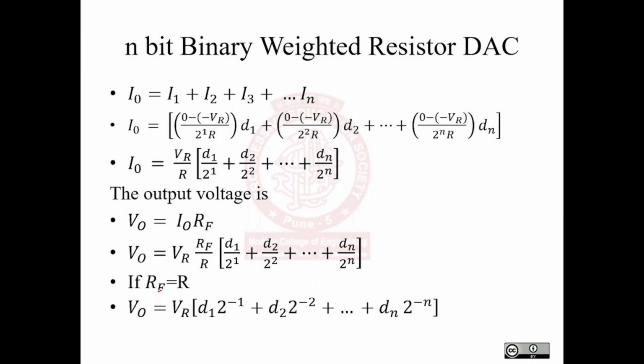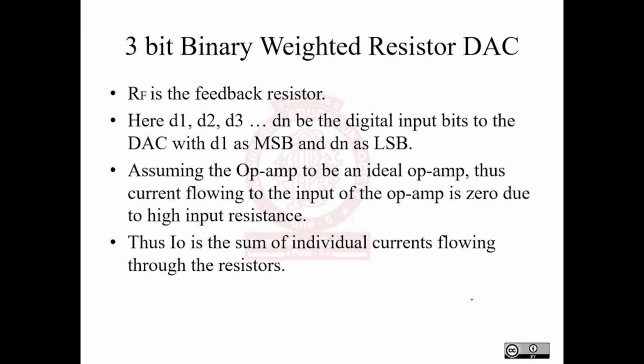If we consider RF is equal to R, that means both the resistors have the same values, then VO, that is the output voltage, is equal to the reference voltage into D1 2 raised to minus 1 plus D2 2 raised to minus 2 plus so on up to Dn 2 raised to minus n. So we have found out the equation.